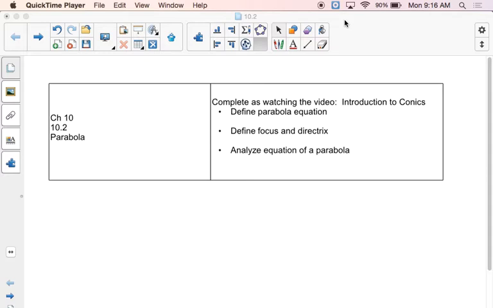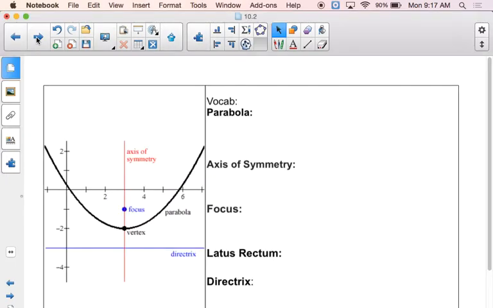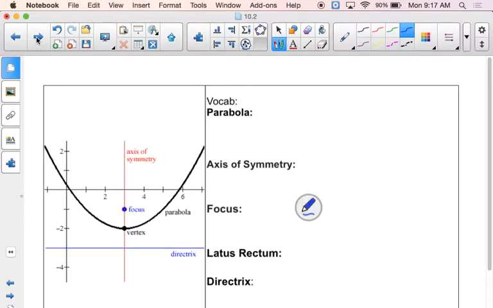Okay guys, today we're going to talk about a parabola. We're going to define what the equation is, define what the focus and directrix is, and analyze the equation of a parabola. Actually, we're going to write an equation of a parabola. So let's define it first.